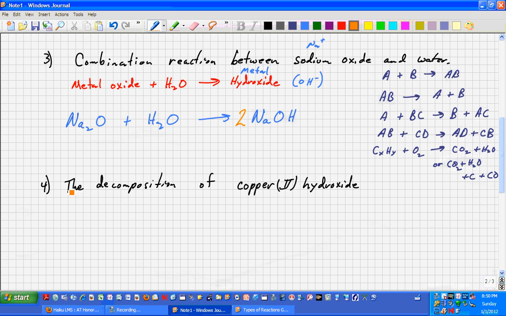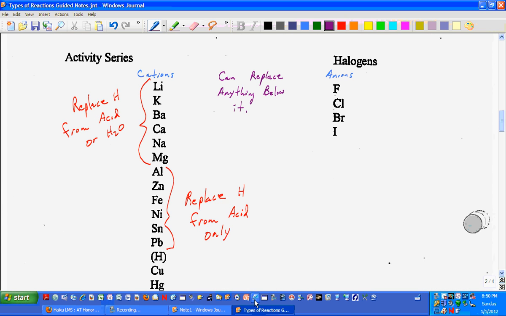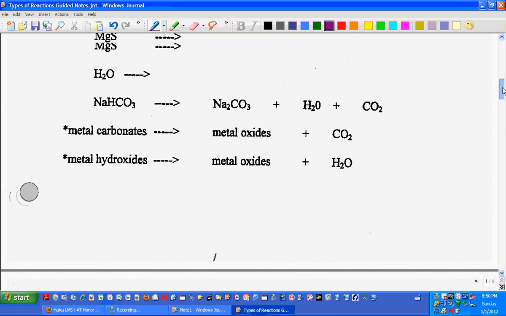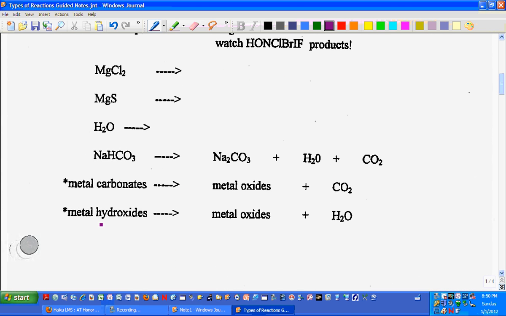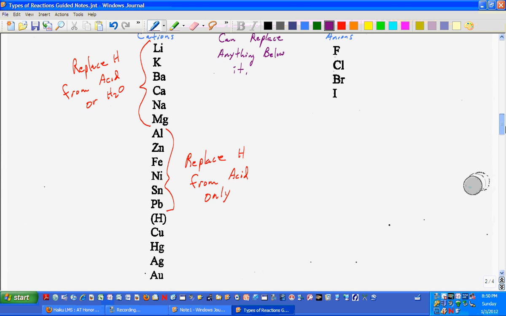We're told this is a decomposition reaction. I'm told the decomposition of copper hydroxide. So I'm going to go ahead and write out my formula for copper 2 hydroxide. That's going to be Cu(OH)2. That's going to produce, now there's a special decomposition for this. Let's go back to our notes packet. Metal hydroxides, which is what I have, will form a metal oxide and water. So I'm going to break that down into a metal oxide and water.